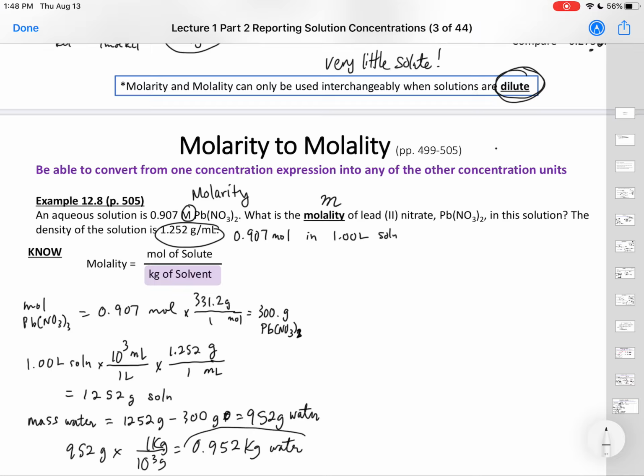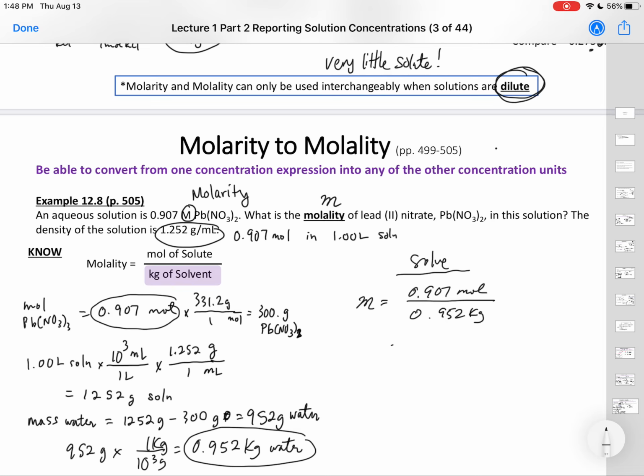So really the mass of the water in kilograms is here, and the moles of the lead nitrate is here. So let's solve. Your molality is going to be 0.907 moles divided by 0.952 kilograms of water. This comes out to 0.953 moles per kilogram, or we can just write cursive M for molality.